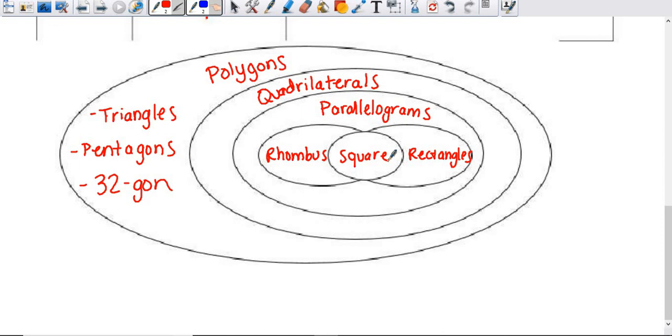Now, there are examples on the back of this note sheet that we are actually going to touch on more in class. So make sure that you have these properties written down.